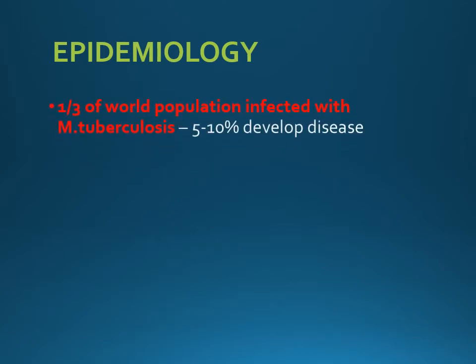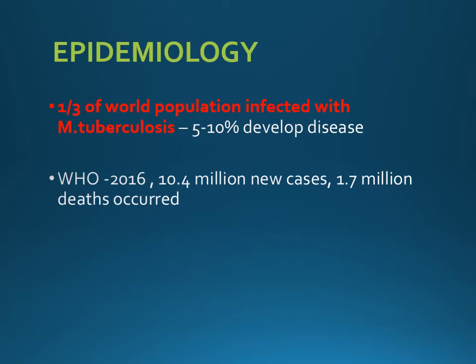Now, the epidemiology of this infection: one third of the world population is infected with Mycobacterium tuberculosis. That is a very important thing. One third have this bacteria within their body, but only when their immune system is impaired will they develop the disease. Many of us even have this bacteria within our body. If we have strong immunity, we do not get the disease. But if for any reason our immunity goes down, at that time we can also have the tuberculosis disease. 5 to 10% develop this disease within their whole lifespan.